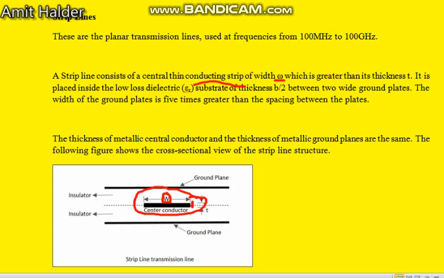It is placed inside the low dielectric substrate, that is the substrate, where the strip has been placed. There are two wide ground plates right there. The width of the ground plates is 5 times greater than the spacing between the plates. The thickness of the material, the thickness of the metallic central conductor and the thickness of the metallic ground planes are the same. So the thickness of the ground plane and the thickness of the material are the same. That's all about the strip lines.